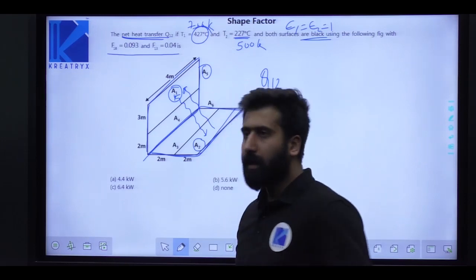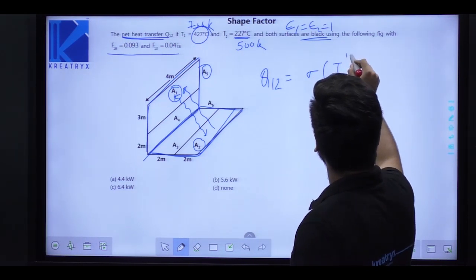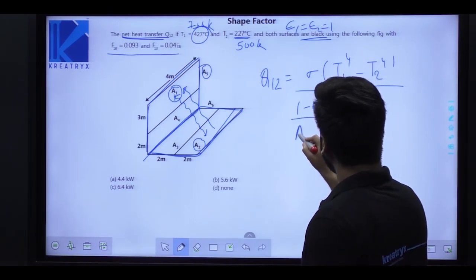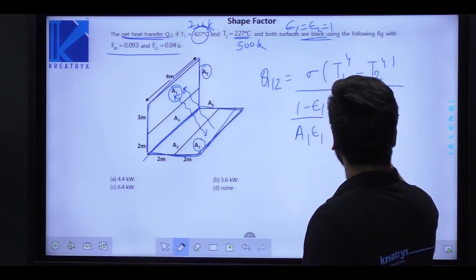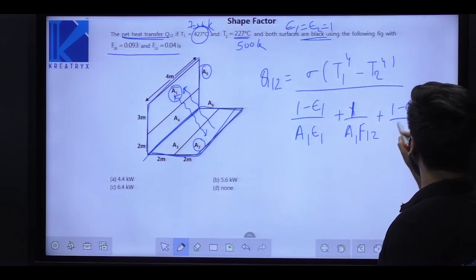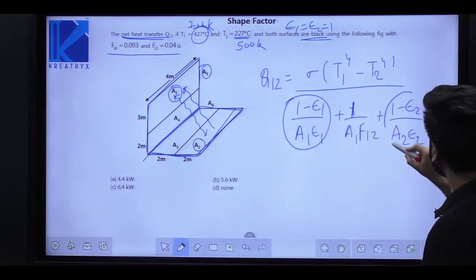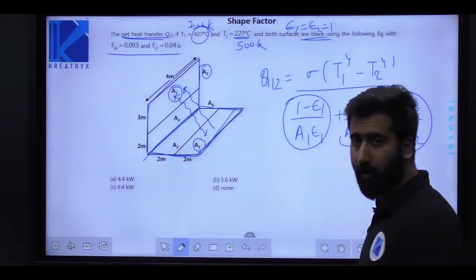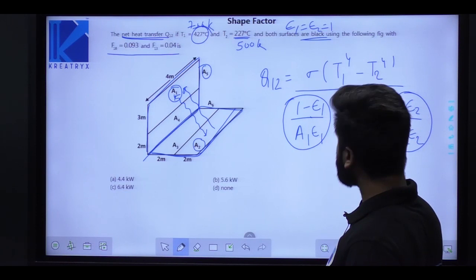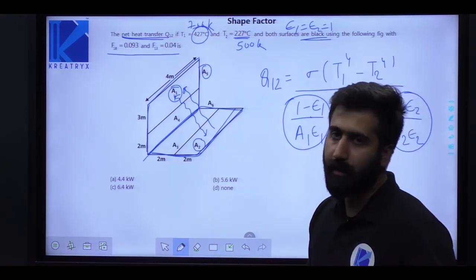So I've studied only one formula for Q12. That is sigma (T1 raised to the power 4 minus T2 raised to the power 4) upon (1 minus epsilon 1) by (A1 epsilon 1), plus 1 by A1 F12, plus (1 minus epsilon 2) by (A2 epsilon 2). You know that this is surface resistance, this is also surface resistance, and this is space resistance. I forgot to tell you in that last question, but these two are surface resistances and this is the space resistance. How they come, you must have studied in your theory class.